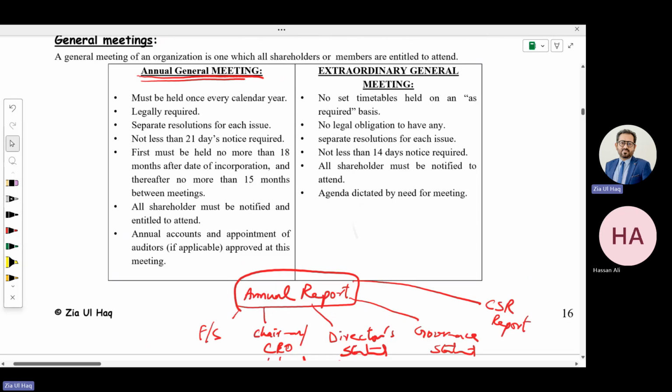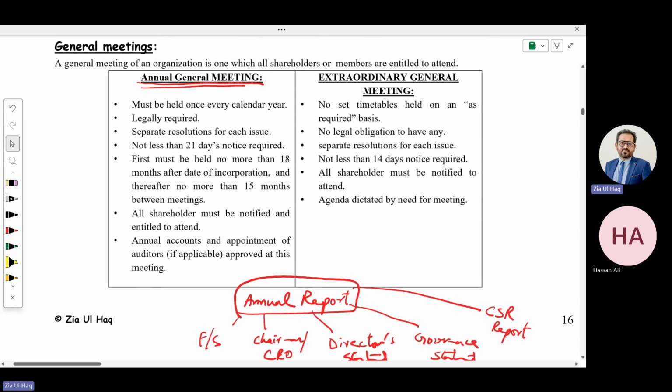And the purpose of AGM is to present the annual report to the shareholders. AGM must be conducted once in a year. At least once in a year, the company must communicate with the shareholders. What is an extraordinary general meeting? That is not mandatory. If during the year the company wants to discuss certain matters with the shareholders, they can arrange an extraordinary general meeting.